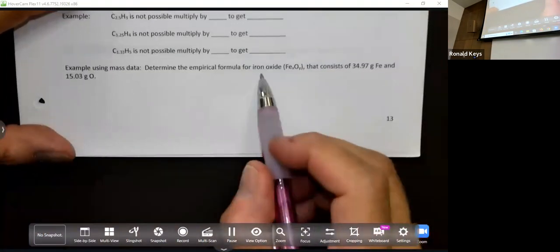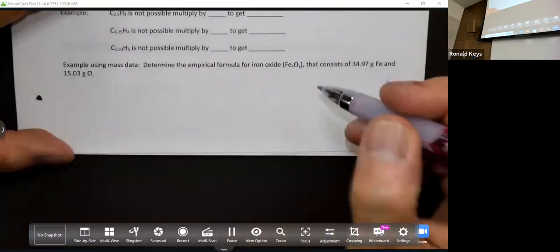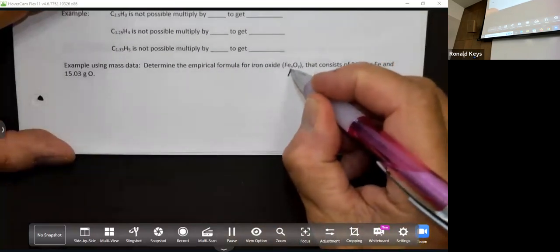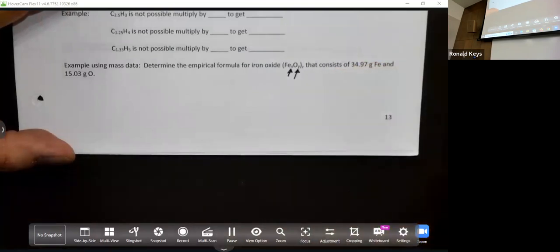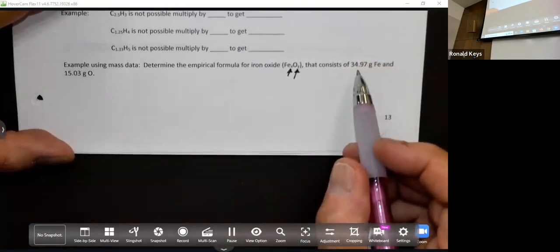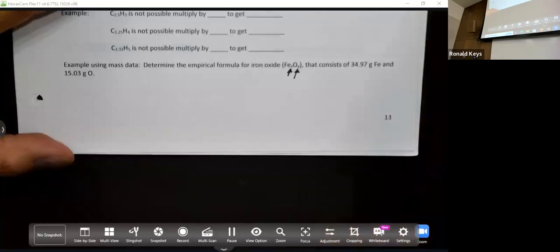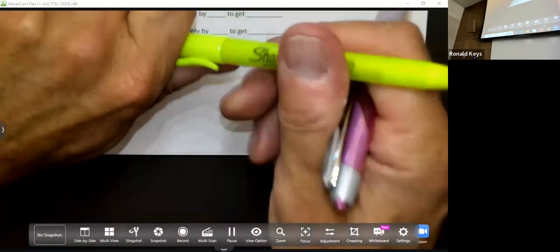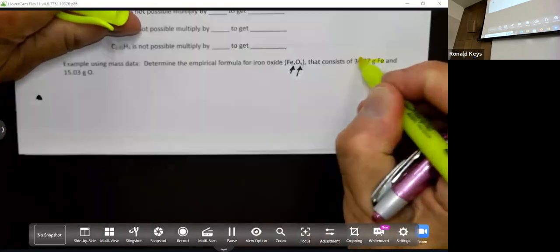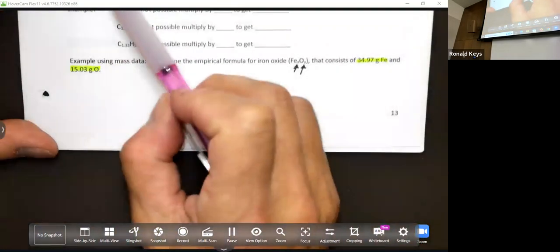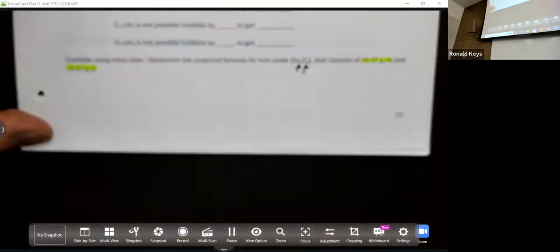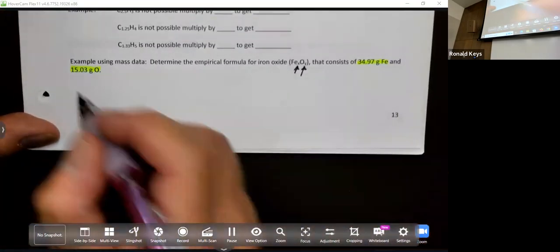Determine the empirical formula of iron oxide. We're really trying to figure out the X and we're trying to figure out the Y. We've got 34.97 grams of iron. We have 15.03 grams of oxygen. So we already have grams. Step 1 is to get grams. We already have grams. Step 2, convert to moles.